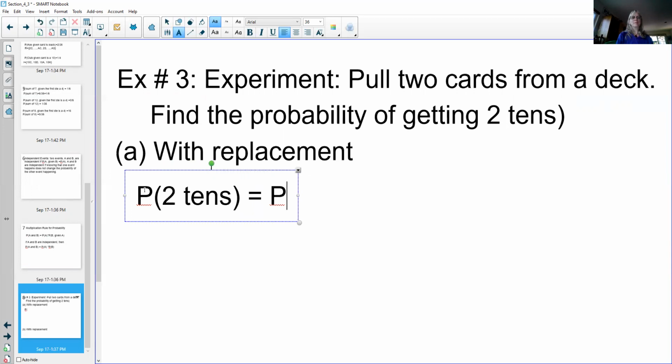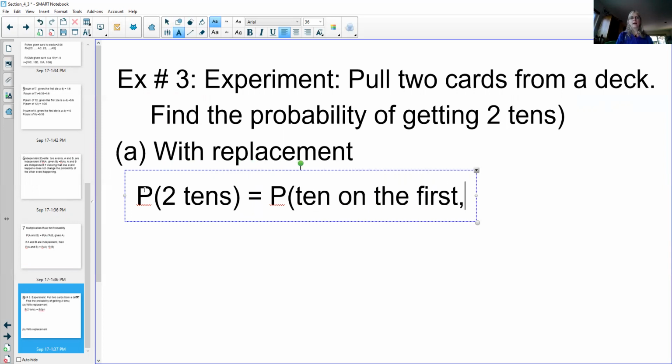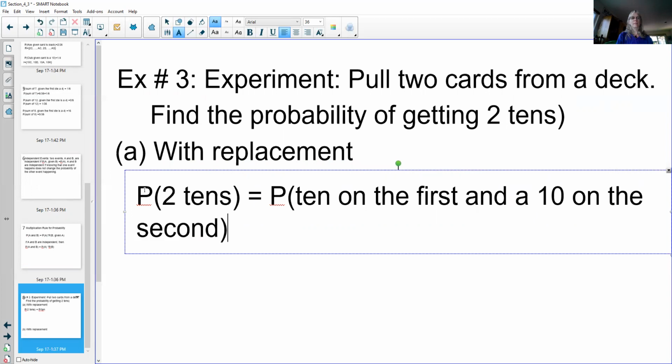So I'm looking for the probability of 2 10s, which means I'm going to get the probability of getting a 10 on the first and a 10 on the second. So the probability of getting a 10 on the first card is there's 4 cards that are 10s out of 52 cards in the deck. So it's 4 out of 52.